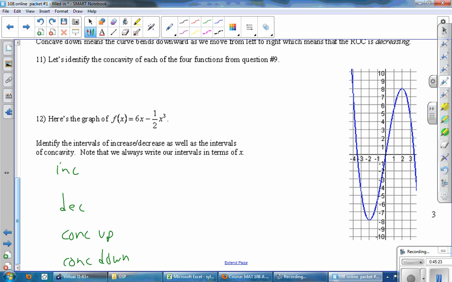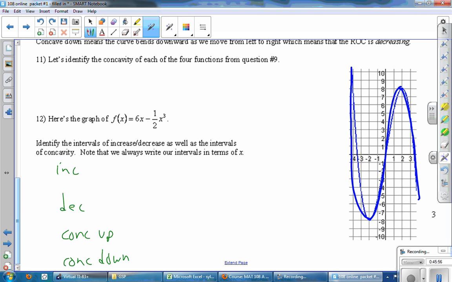Okay, so let's handle the increasing part first. As you walk along this graph from left to right, where are you increasing? So maybe pause the video here and answer the increasing and the decreasing parts and come back when you're done. Okay, so hopefully we found that in the beginning here, the graph is going down, decreasing until we get to there, and then it's increasing until we get to there, and then it's decreasing the rest of the way.